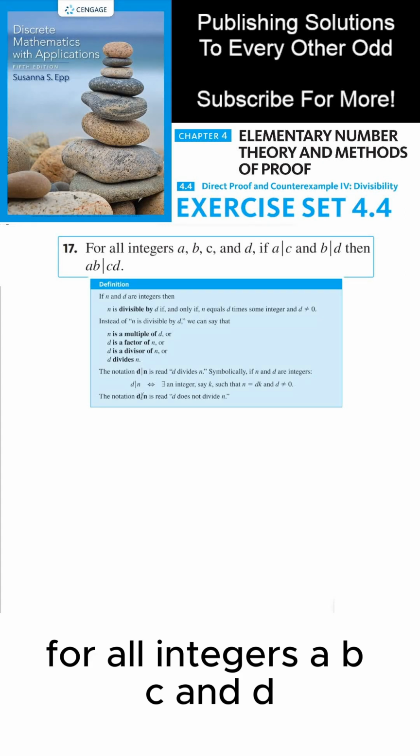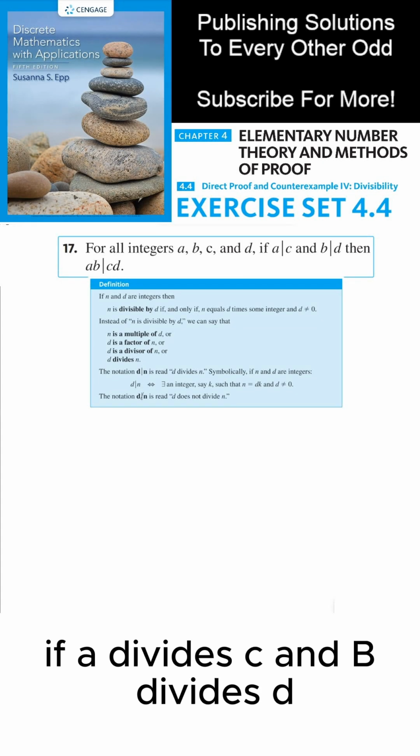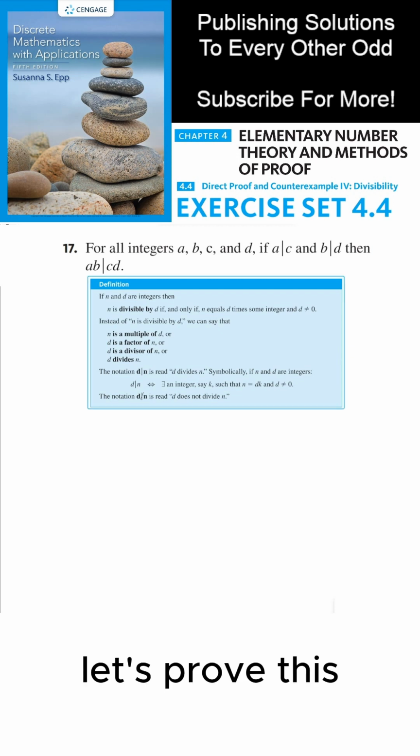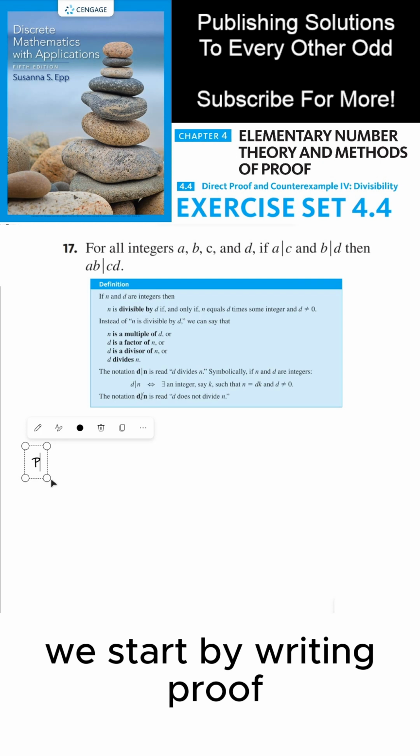For all integers a, b, c, and d, if a divides c and b divides d, then ab divides cd. Let's prove this. Here's the definition of divides. We start by writing proof.